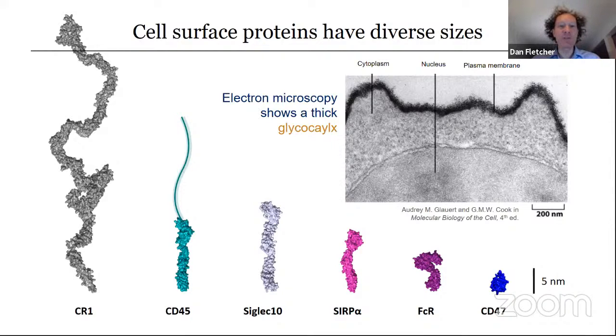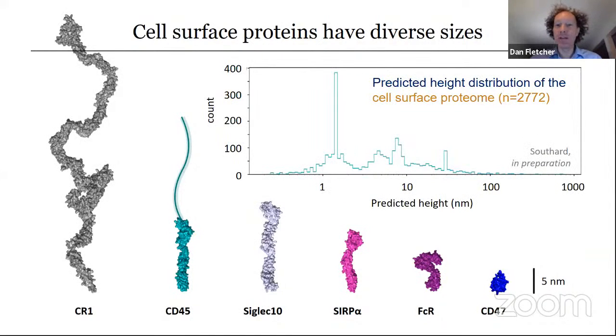We've recently been exploring that diversity by looking across the human proteome and estimating, based on homology modeling, what the sizes of cell surface proteins are. And so this is work by a postdoc, Caden Southard, that shows quite a range of different predicted protein sizes, as well as some interesting peaks in the distribution that appear to correspond with multiple domains. But understanding exactly the role for the different heights is something that prompted this work.